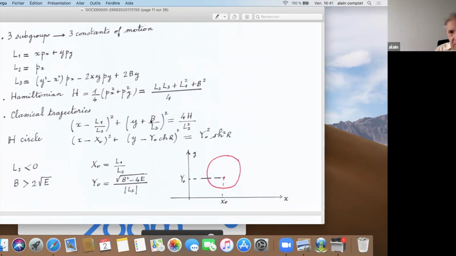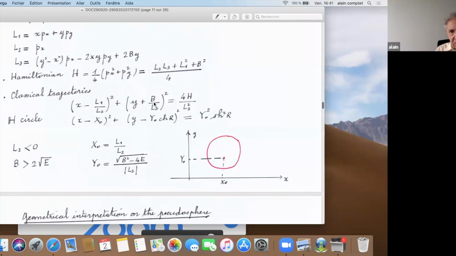But if you try to match these two things, you see that this is possible only if B is larger than 2 square root of E. Only under this condition is y0 positive. That is, the circle is a real circle in the upper half plane. So in order to have a cyclotron orbit, you have to fulfill this condition, in fact. Okay. What about the other orbits? Because this is not always realized.